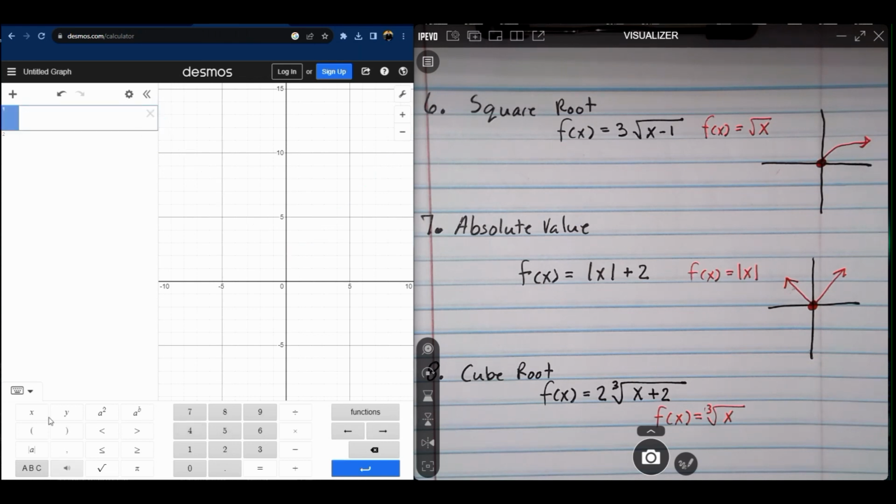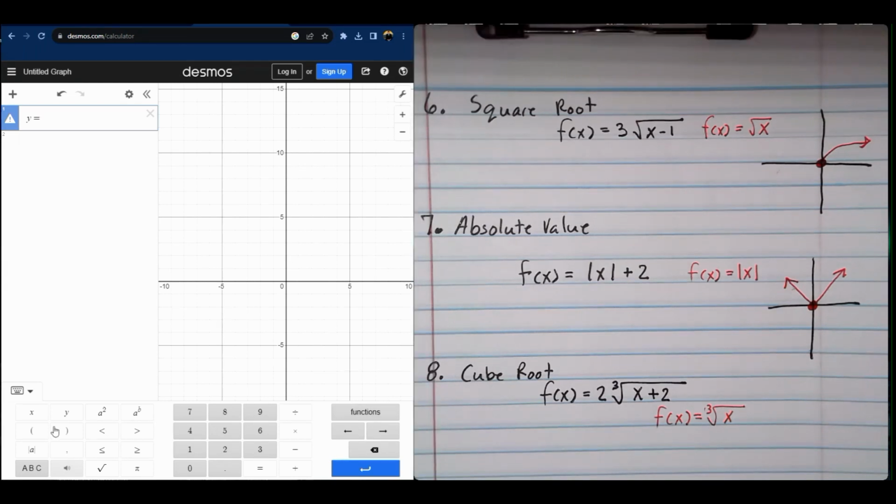So if I graph the original, for this one, I'm going to have to go ahead and click the functions button. I'm going to pull this down until we find a cube root. And notice right there it has a little n up there. It's going to let us change that number to a 3. Otherwise, it would assume that it's an index of 2. And then I'm going to go ahead and type in my x plus 2. And it's almost like a sideways broken arrow. So you got that curve right there.